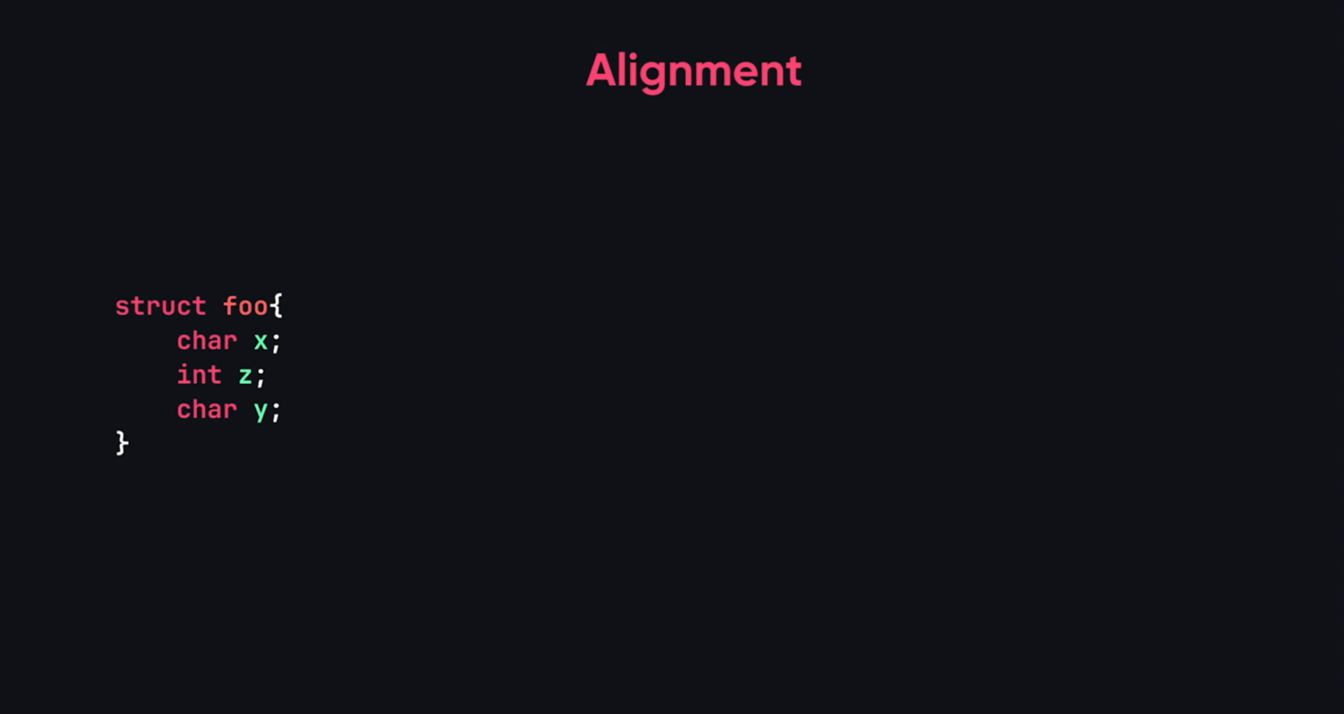We have another structure, and here we have a char X, int Z, and char Y. Since X is a char, it can be placed anywhere, and we're going to choose the address hex 1000, and since Z is an integer, we can only put it at an address divisible by 4, which in this case is hex 1004. Next, we have another char, and we can just put it 4 bytes after Z because that's the space it'll take. Now, let's calculate the size of this struct.